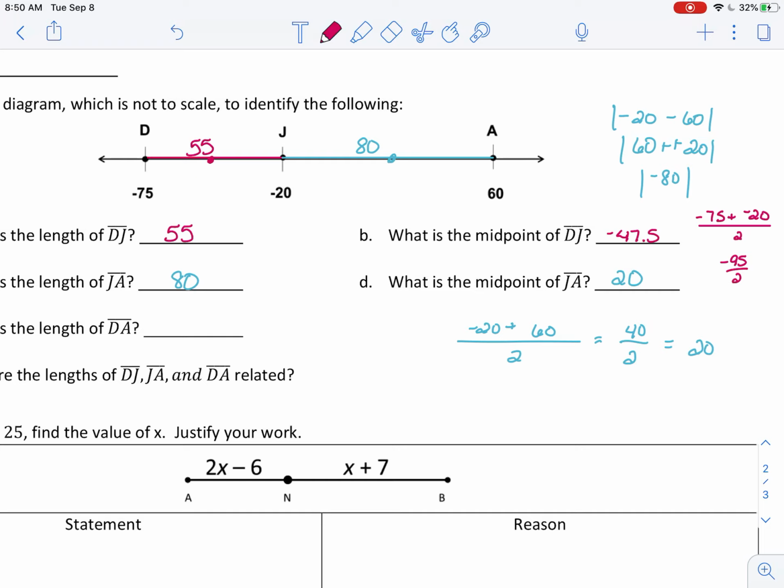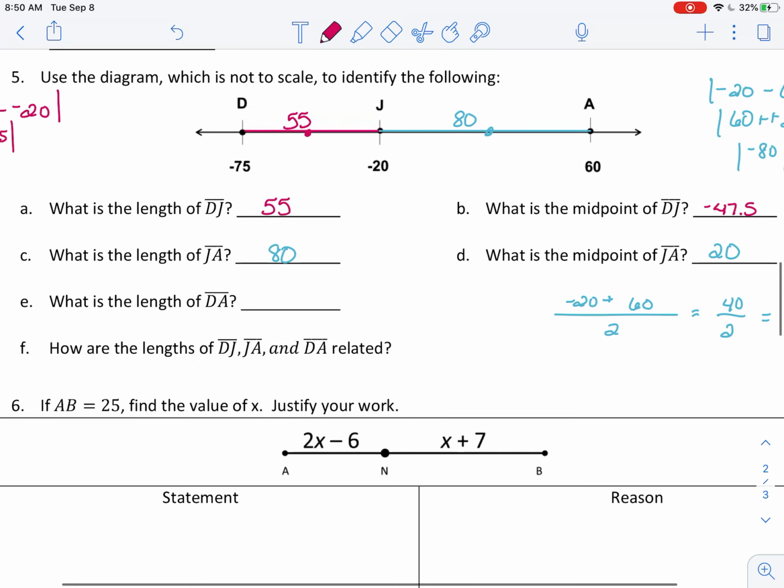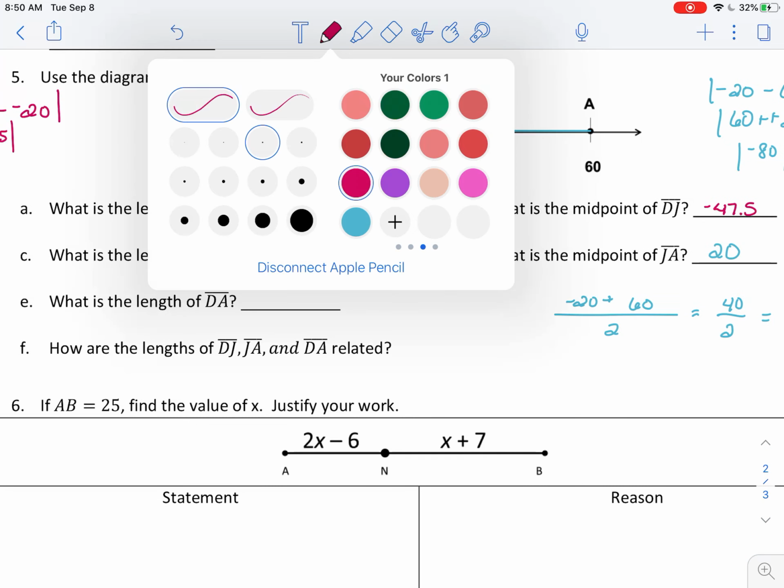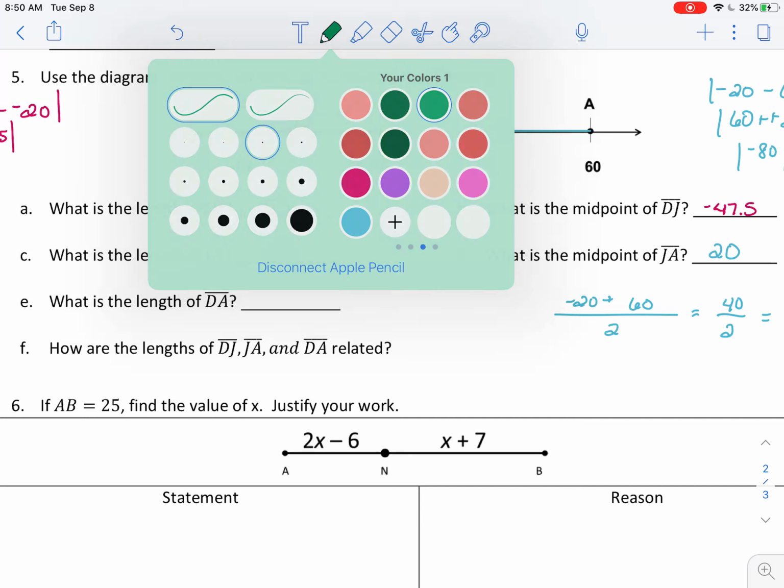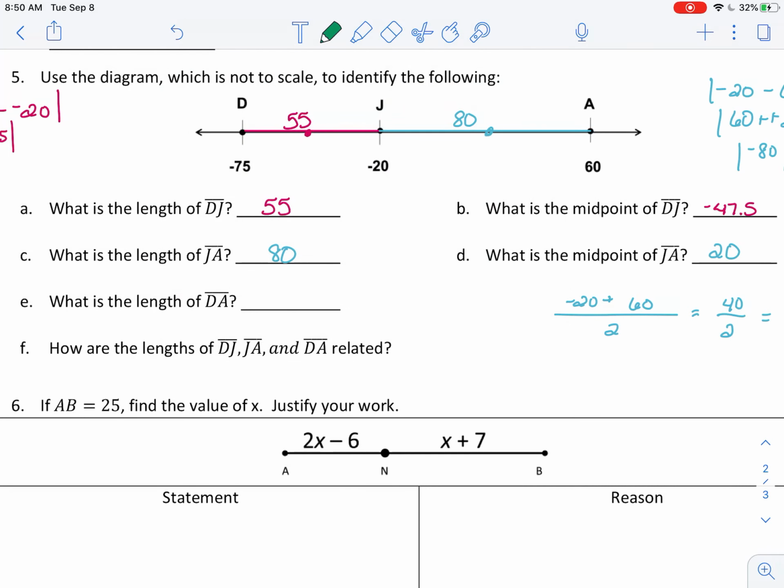So this whole relationship of, oh, if I know half of 80 is 40 and 40, then I can just add those distances together is exactly what we can do to make the answer to E a whole lot quicker to find, because I want the length from D all the way over to A.